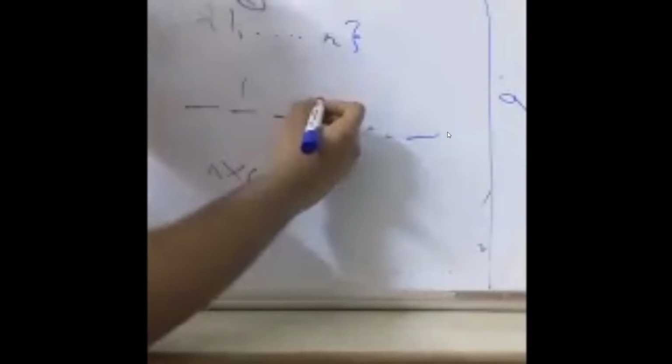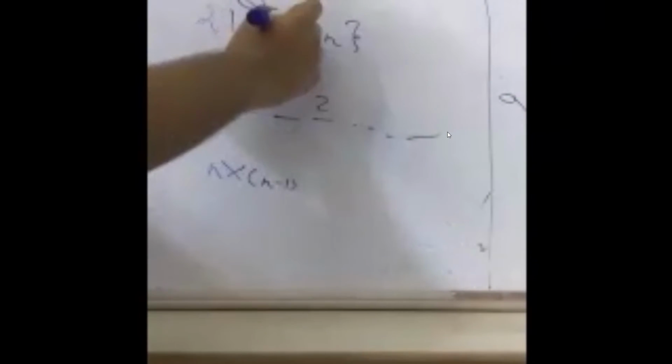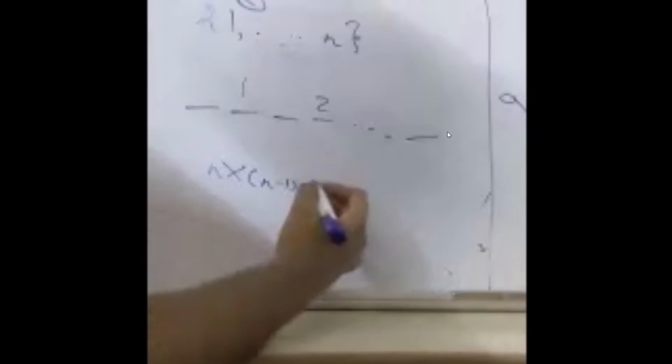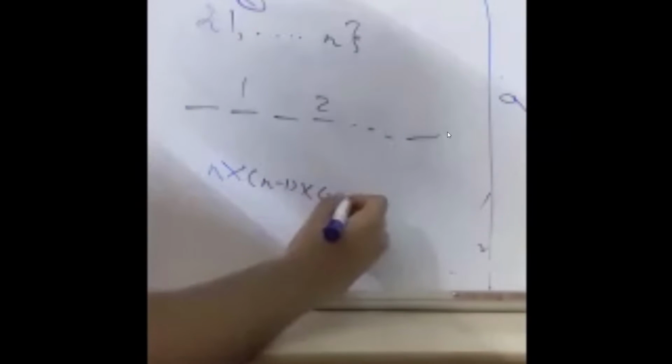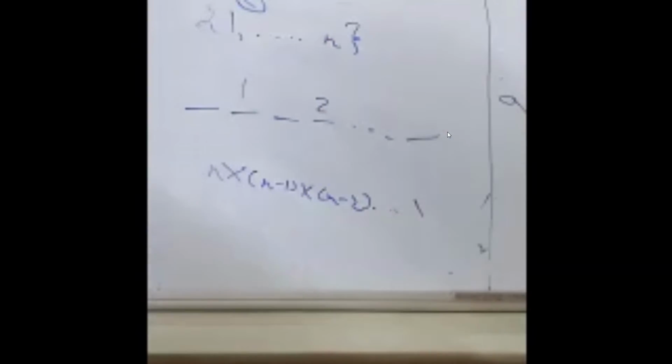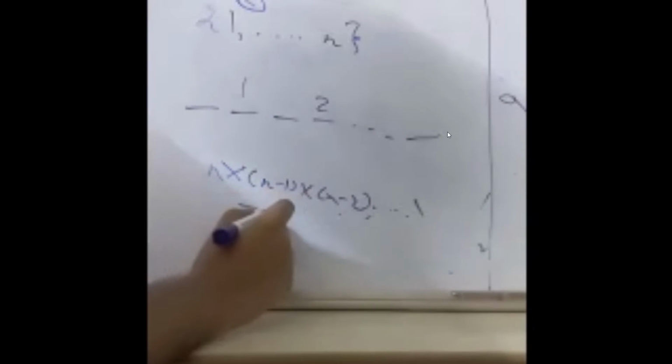So suppose we fill 2 over here. Now we take 3 from here. We have n minus 2 blanks remaining, so we can place it in n minus 2 ways. And we continue like this until we fill up all the blanks. So the number of permutations that we have is n into n minus 1 up to 1, and this is n factorial.